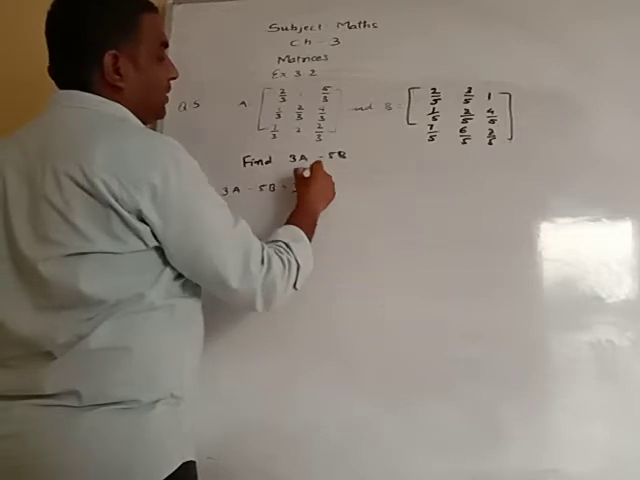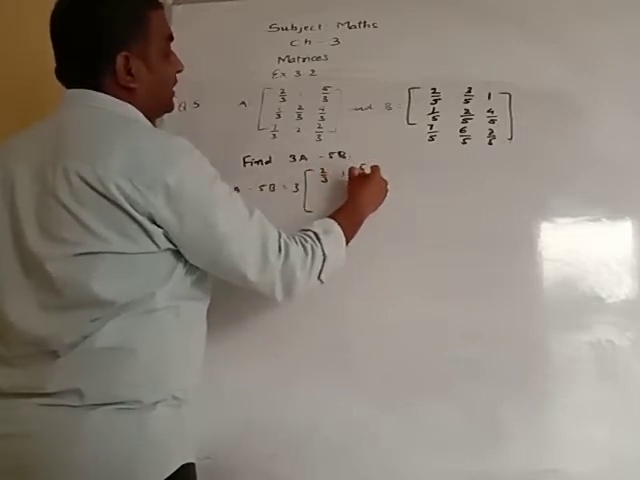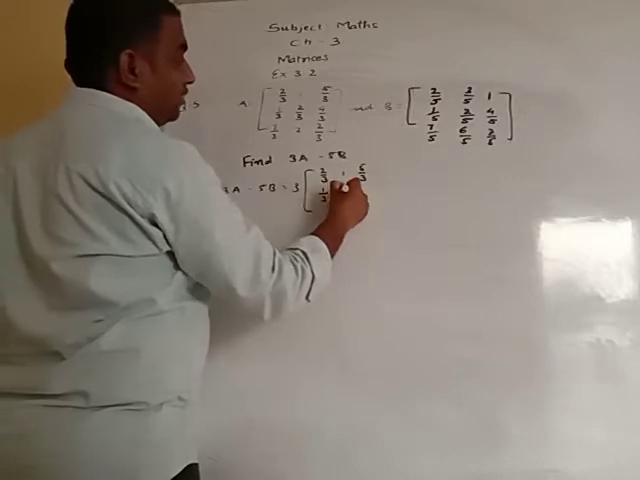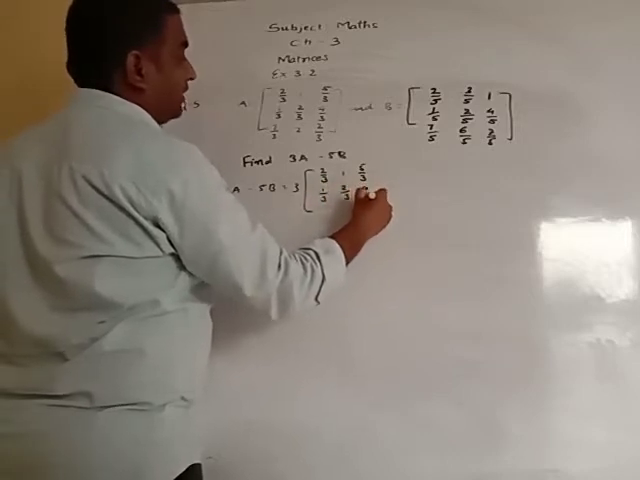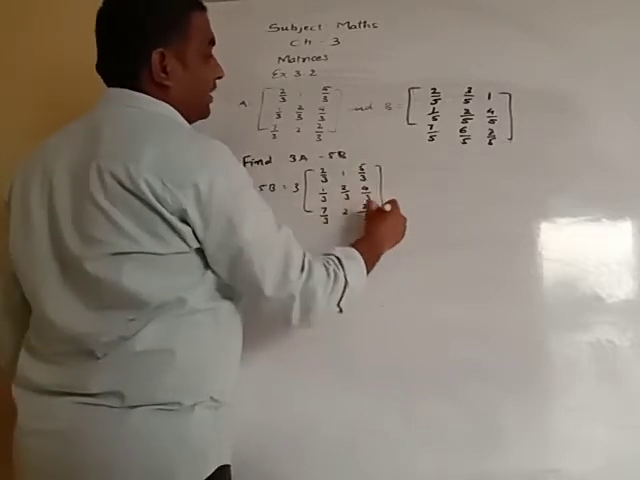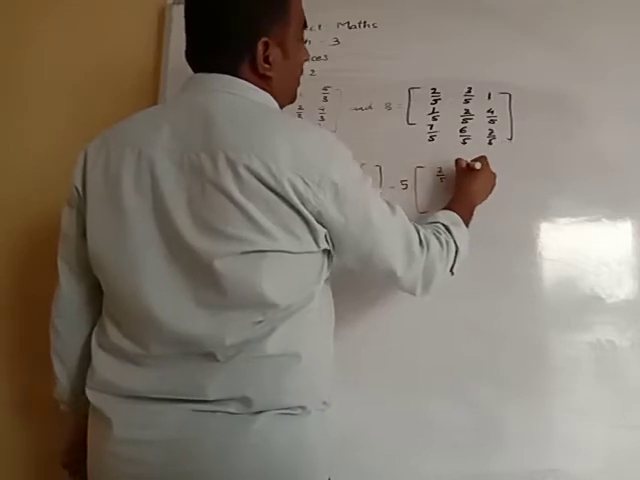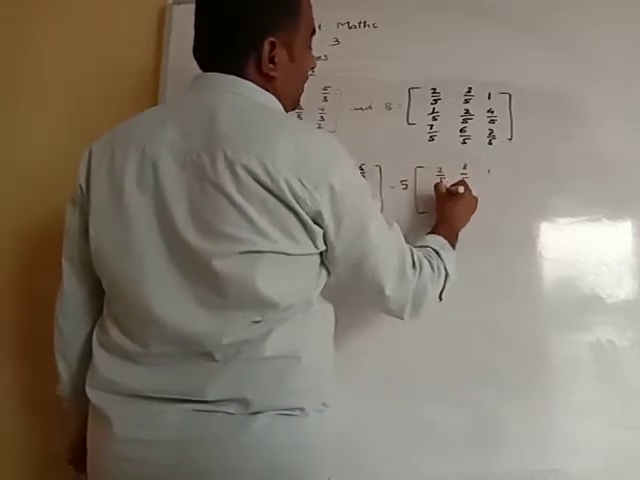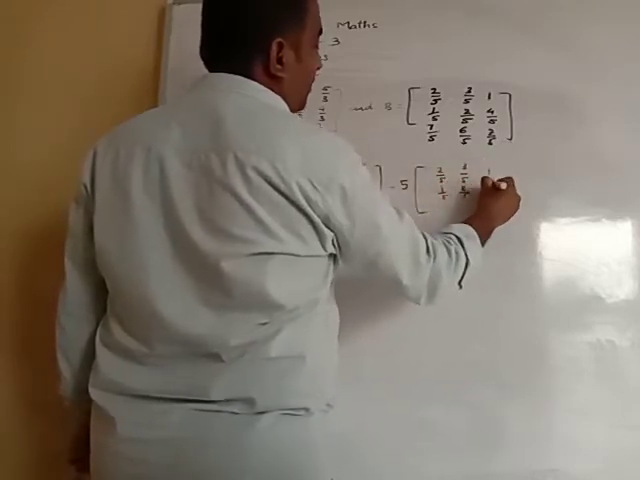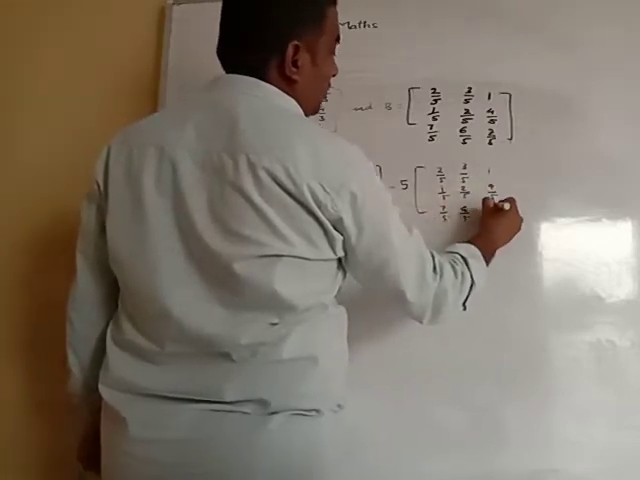So 3 multiplied by matrix A, that is 2/3 1 5/3, 1/3 2/3 4/3, 7/3 2 2/3, minus 5 multiplied by matrix B, that is 2/5 3/5 1, 1/5 2/5 4/5, 7/5 6/5 2/5.